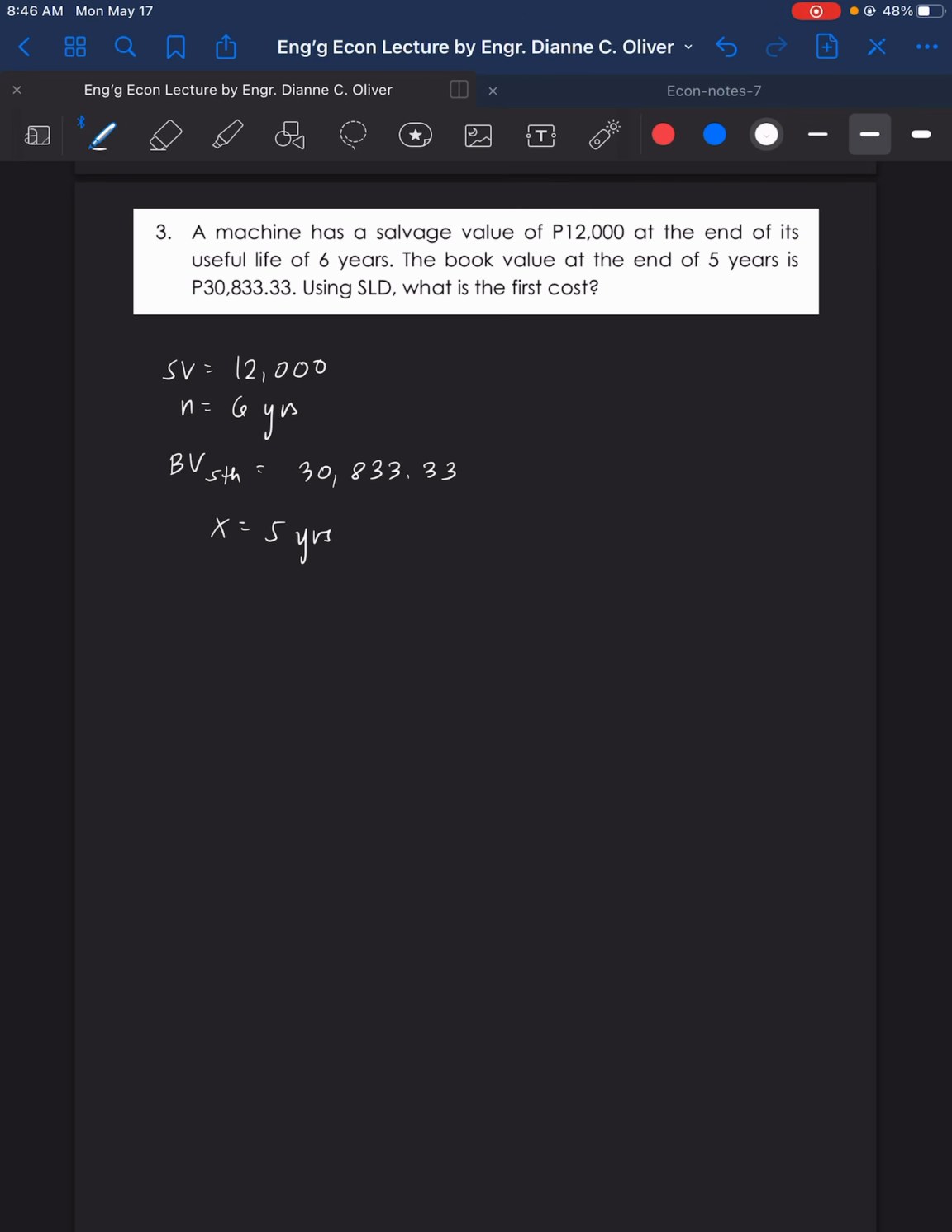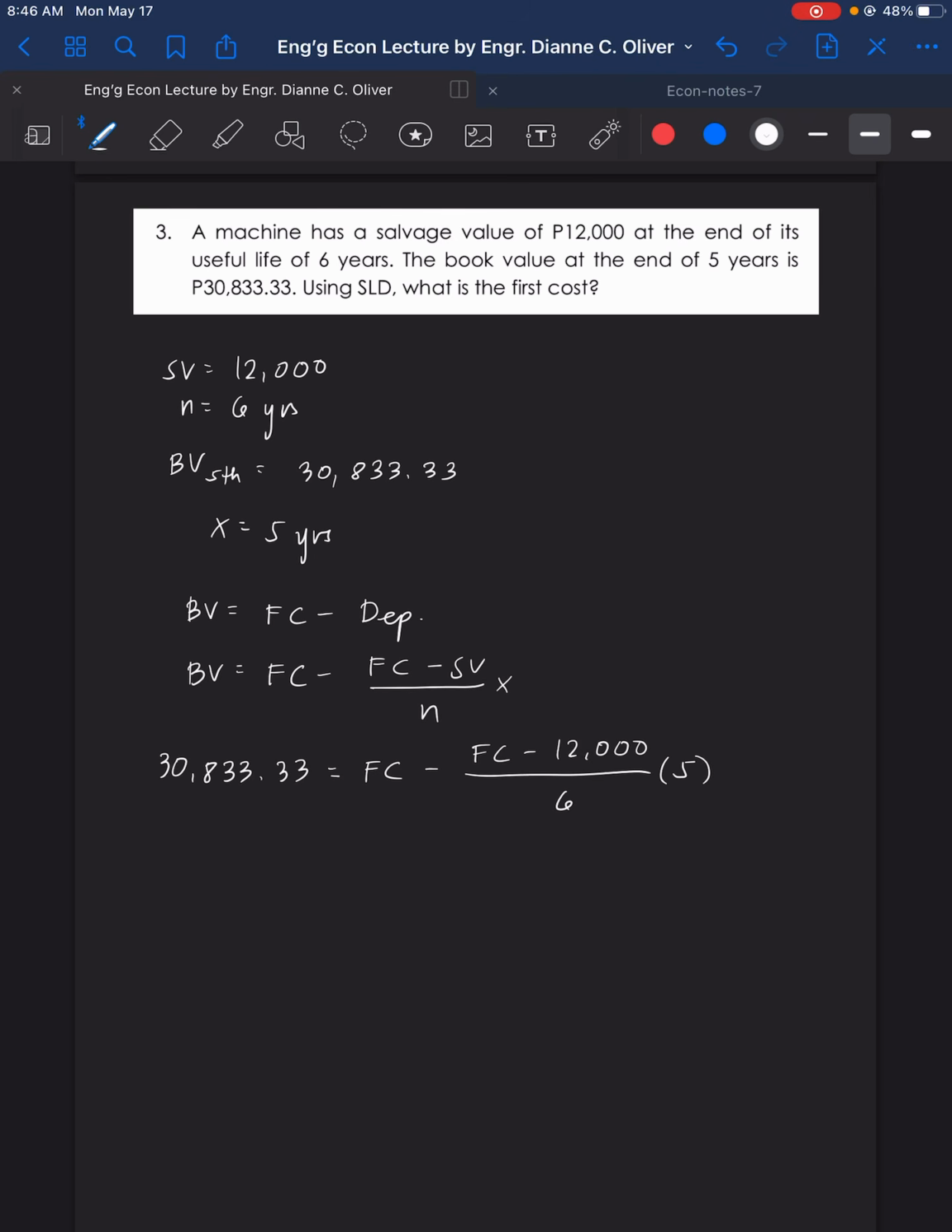Again, let's compute for the first cost using the formula: book value is equal to first cost minus the total depreciation. So book value is equal to the first cost minus (first cost minus salvage value) over n, times x. Book value in the 5th year is 30,833.33 pesos, equals the missing first cost minus (the first cost minus the salvage value of 12,000) divided by the 6 years life, times the 5th year of the book value.